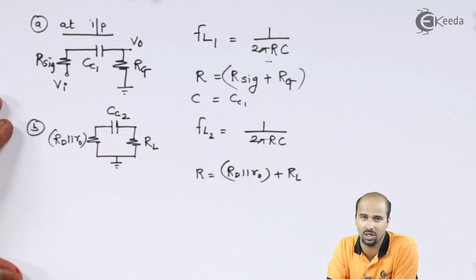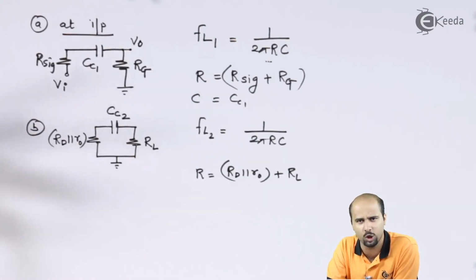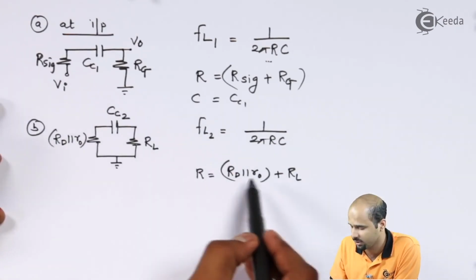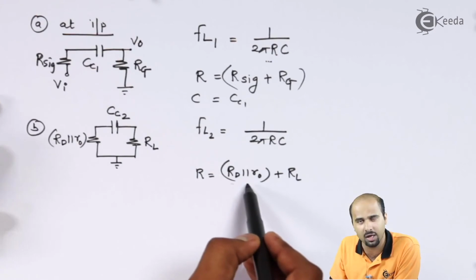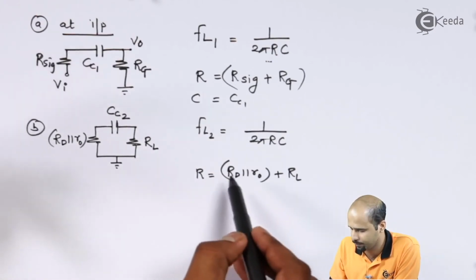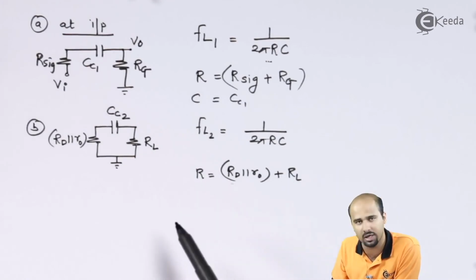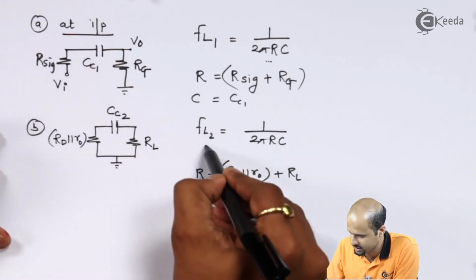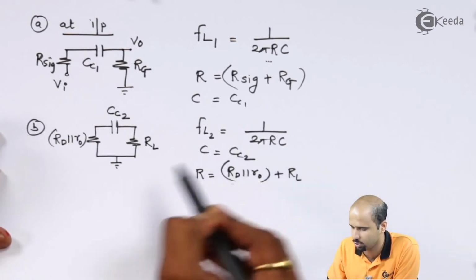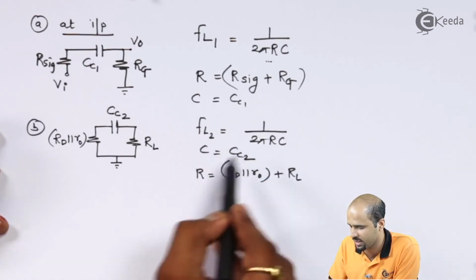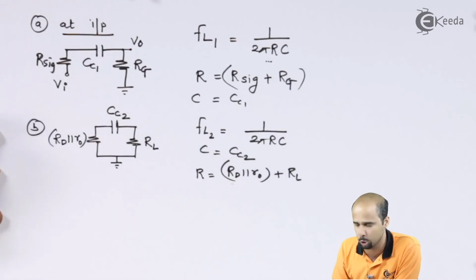Question arises, what if the value of RO is infinity? Then we don't have to consider the value of RO. It will be RD only, if RO is equal to infinity. And if RL is not given, then the value will be automatically RD parallel RO, right? So your R is RD parallel RO plus RL, and obviously C is nothing but CC2. If we put this value of C and R over here, we'll be getting the value of FL2, right?